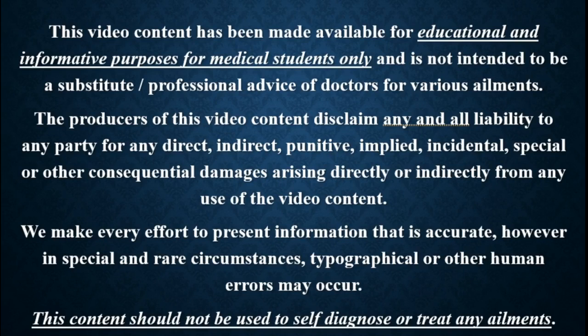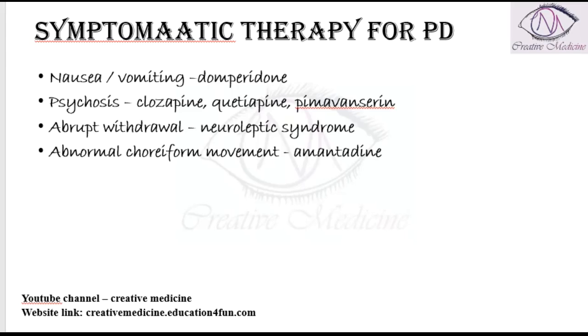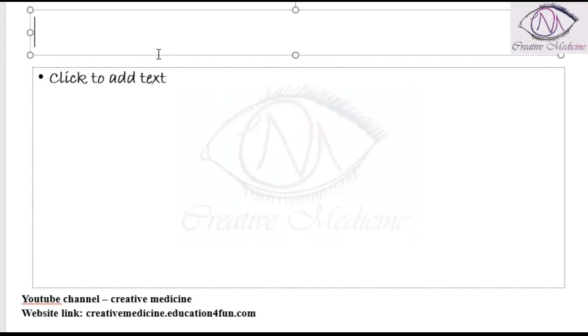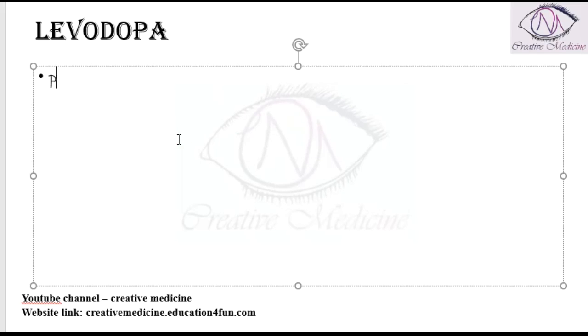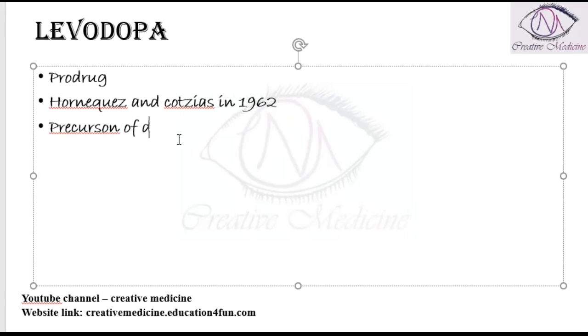In this lecture, we will learn about levodopa. Levodopa is a prodrug. It was mainly introduced by Hornykiewicz and Cotzias, in almost 1962. This levodopa is actually a precursor of dopamine. It is a precursor of dopamine.